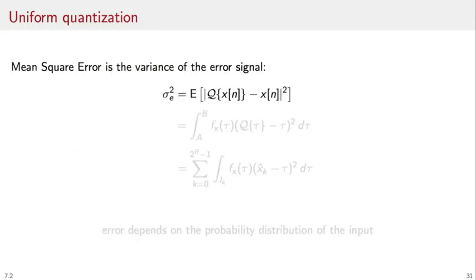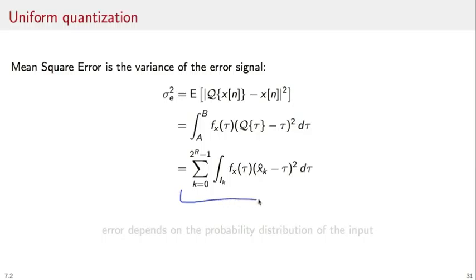The mean square quantization error is the variance of the error signal, namely the expectation of the difference between the quantized samples and the original samples. If we know the probability distribution function for the input, we can write that as the integral from A to B of the PDF of the input times the error function, which is the quantized value of the integration variable minus the integration variable, squared. This is a standard application of the expectation theorem. And we can finally split the integral over the independent quantization intervals, and we get this last formulation here.